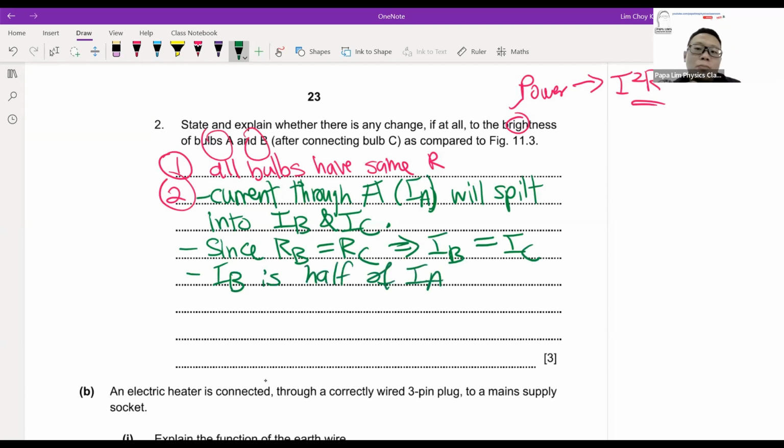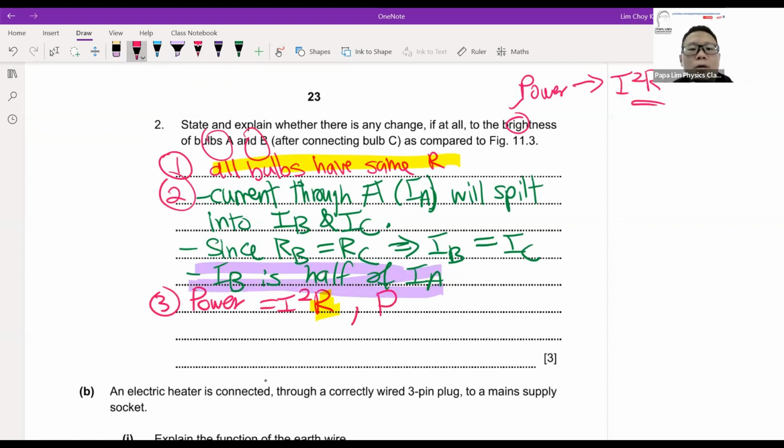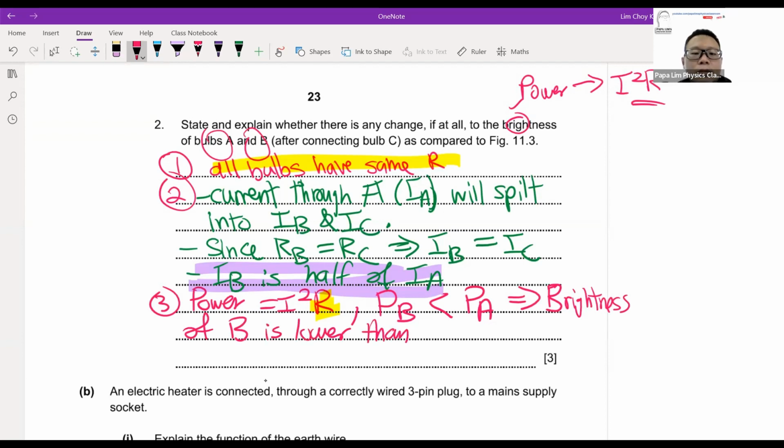So confirm B is smaller than A, not just small, it's just half of it. And from there I can conclude that since power is I squared R, if my resistance is the same, and my current B is smaller than A, then power of B must be smaller than power of A. And from that, I will be able to deduce that the brightness of bulb B is actually lower than A. So the brightness of light bulb B has decreased.